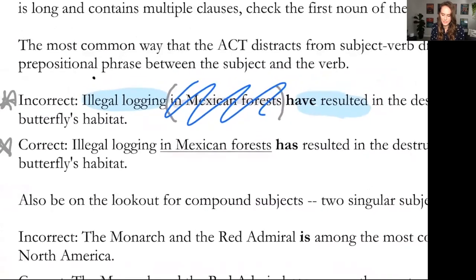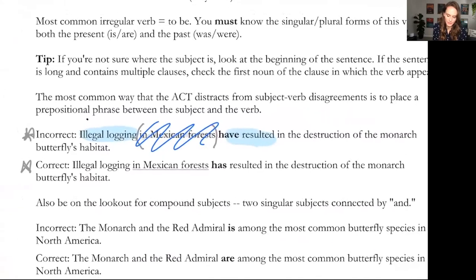and I look at the sentence, illegal logging in Mexican forests have resulted in the destruction of the monarch butterfly's habitat. So in Mexican forests is going to be a prepositional phrase because of in right there. So I can eliminate it when I'm picking my verb for my subject and just read this sentence as illegal logging have resulted. And then it becomes really clear that I have the wrong verb. But if I read illegal logging in Mexican forests have resulted, that doesn't sound bad.